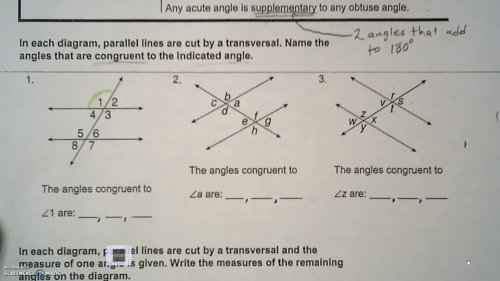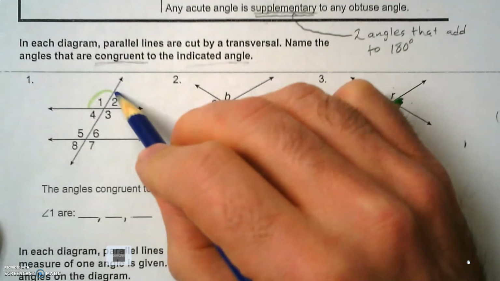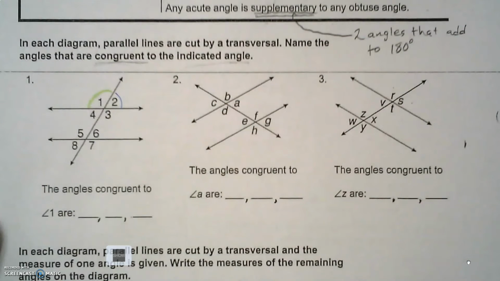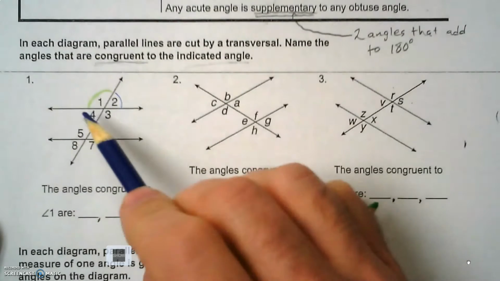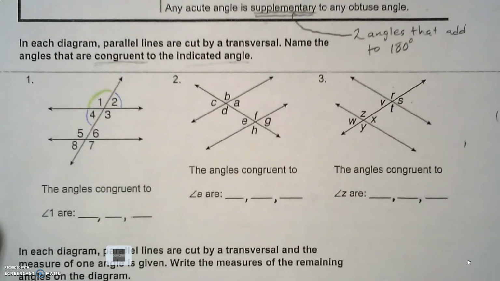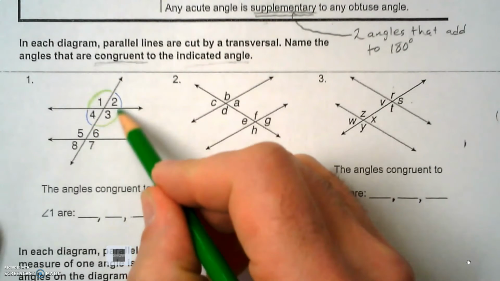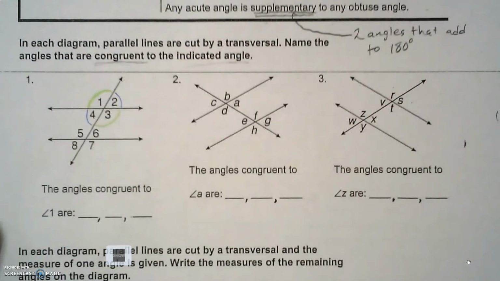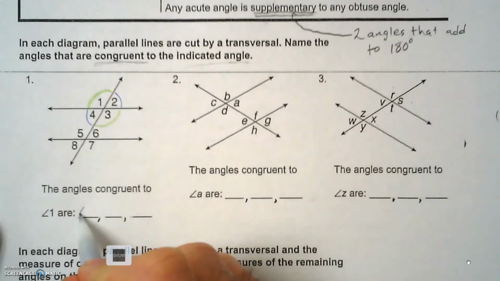So let's just go through a couple. What do you think about angle 2? Does that arc look as big? No. So that's not one of the answers. What about angle 4? No. What about angle 3? Yes, that looks obtuse. So one of the answers here is angle 3.